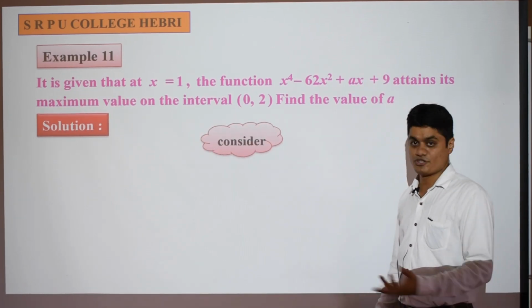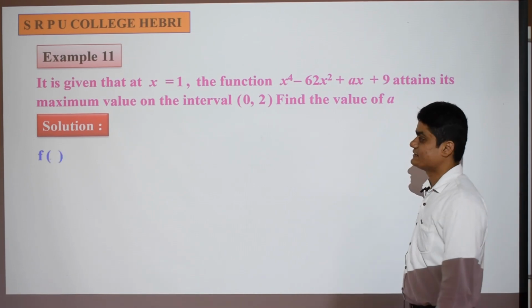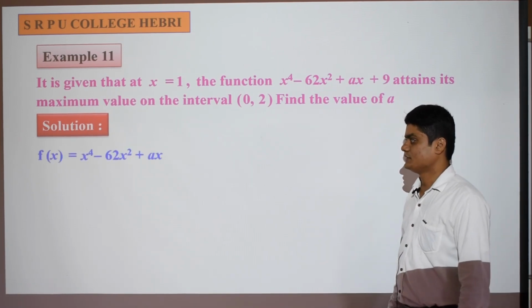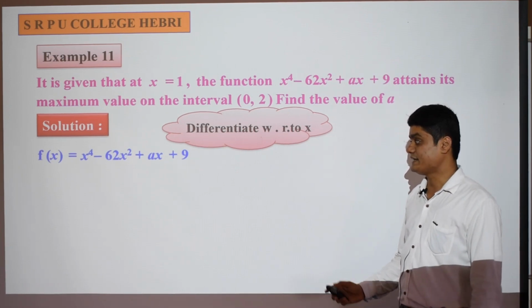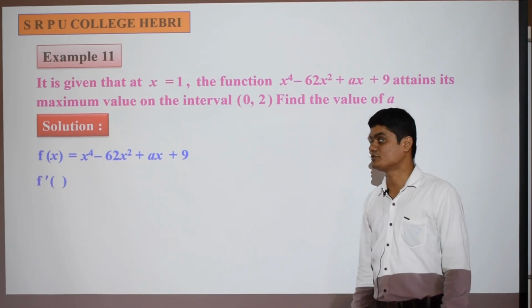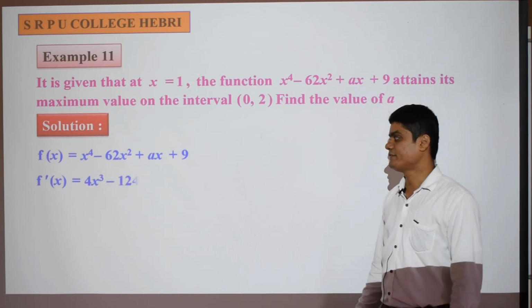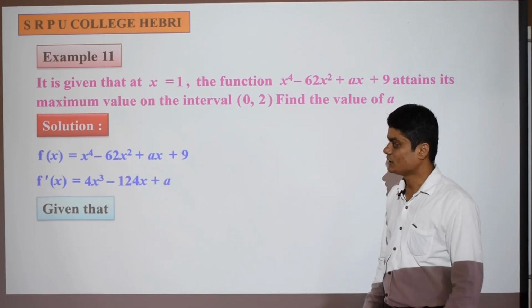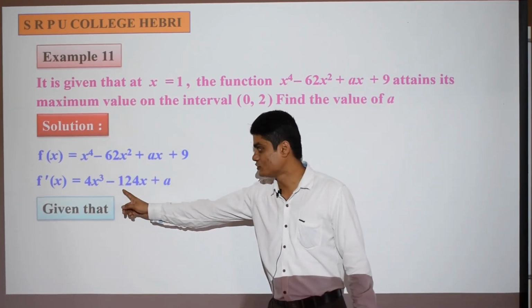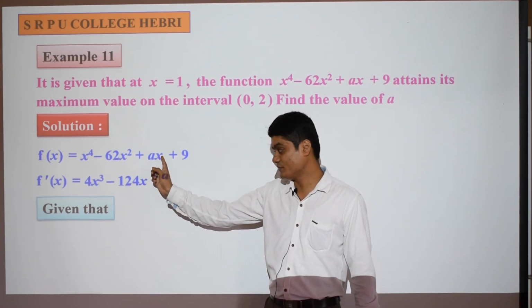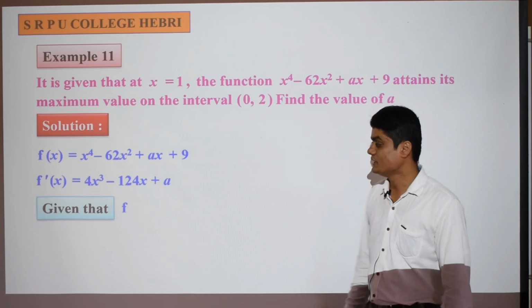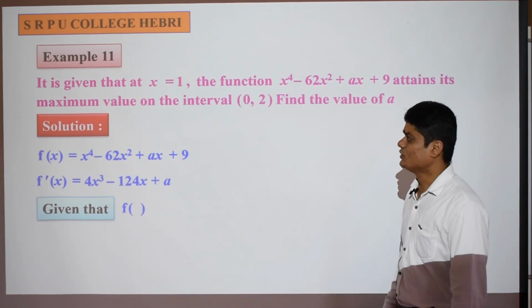As usual, the first step is to take the function and its differentiation. So write down the function and start differentiating with respect to x. Remember that a is a constant, and that constant you have to find out. So differentiation will be as follows. It is 4x cube minus 4x plus a, because differentiation of ax is a and differentiation of 9 will be 0.